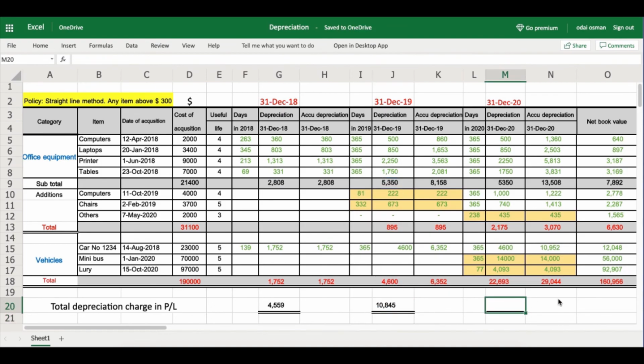And last year we're gonna count the total of office equipment plus the additions in 2020 plus the vehicles. So addition gives us this amount. These are the impact, or these are the depreciation charges which should be expensed out in profit or loss.